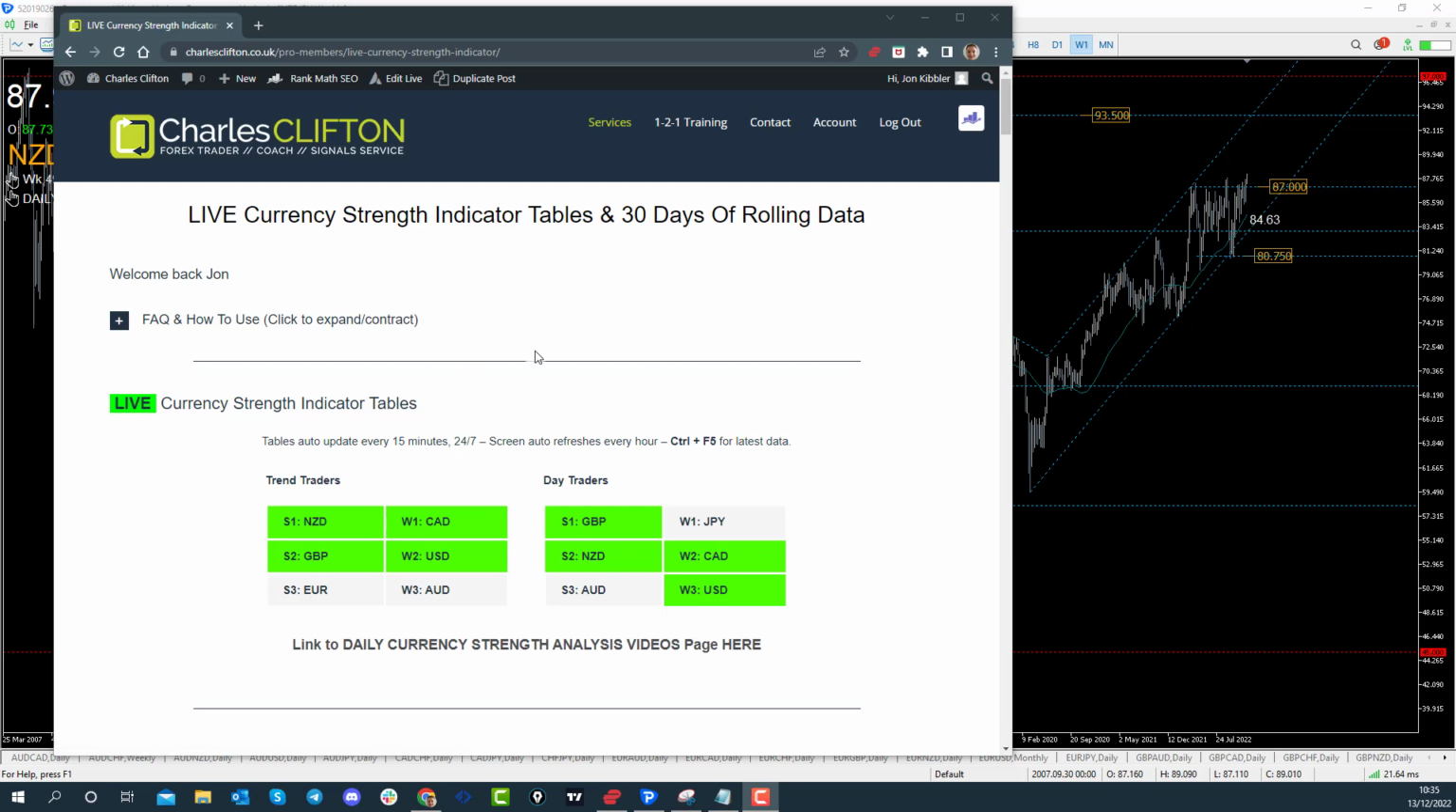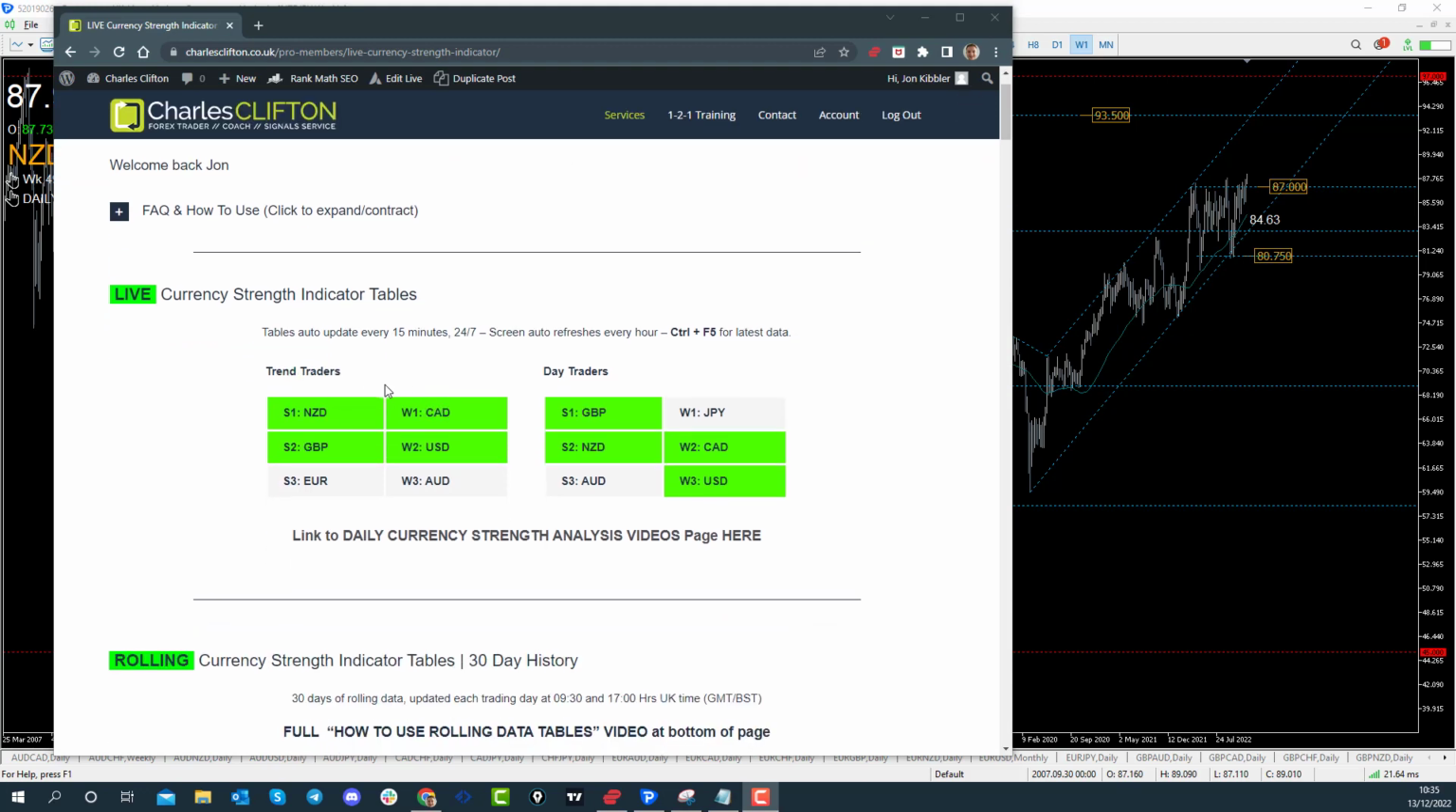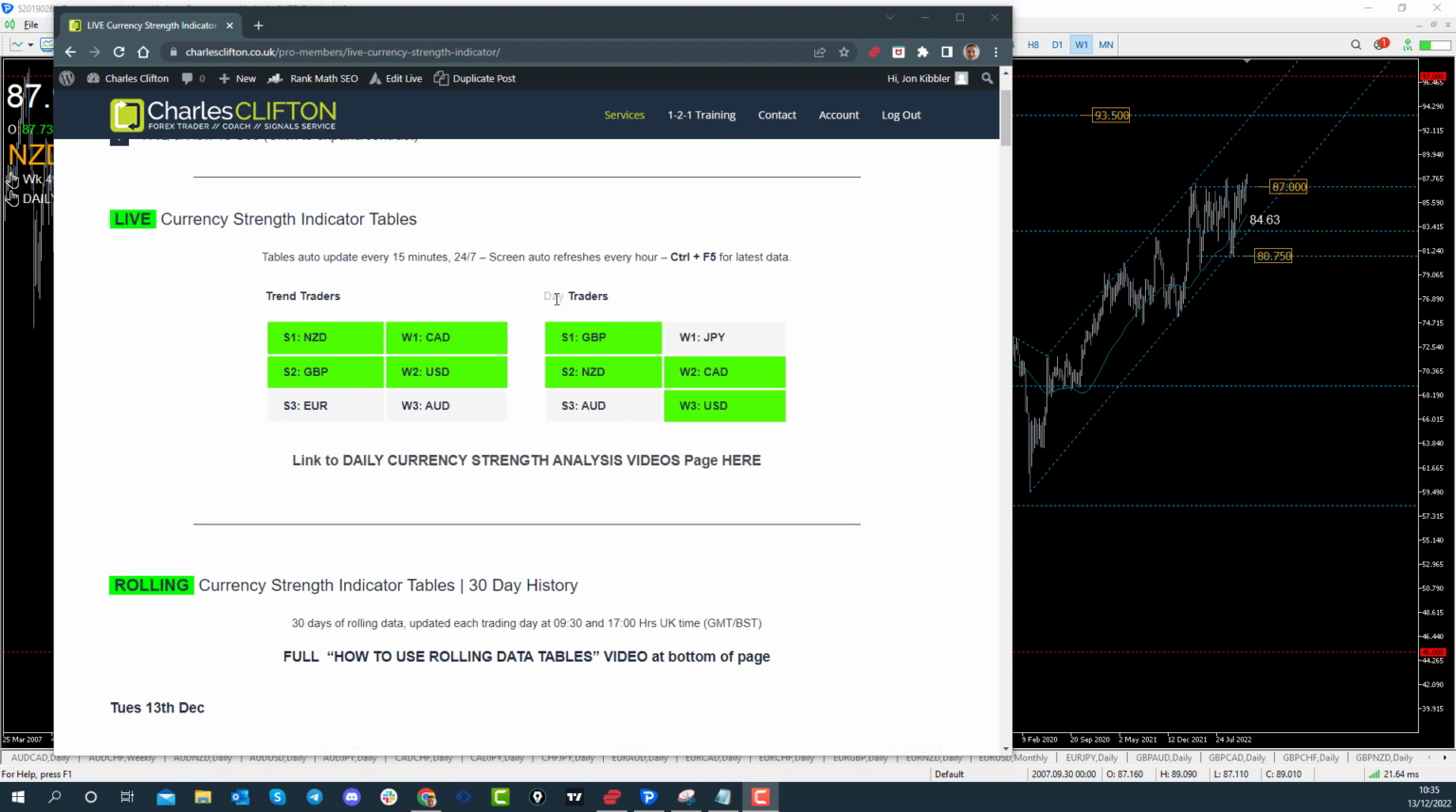Here we have the tables in front of us. We have the trend traders table and the day traders table. These are showing the same studies but just highlighting different time frames. Our trend traders is the higher time frame and our day traders is the lower time frame. The tables auto update every 15 minutes, 24/7, so if you do have access to these tables, then you can get an update once you log in.